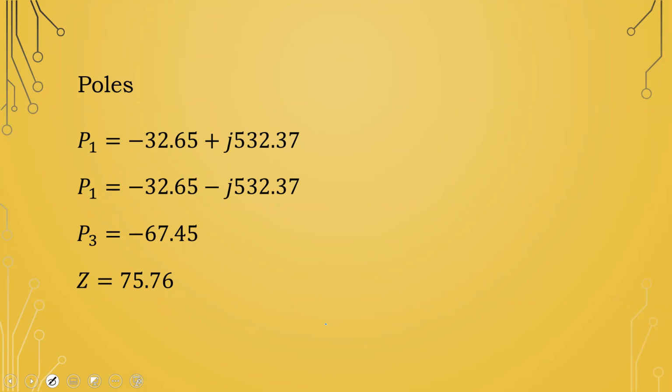Sorry, is it two poles, one at one, or one's equal to two? Pardon me? I see you have P1 and P1, so I was just asking about the two values that I see. It's a typo. P1, P2, and P3.